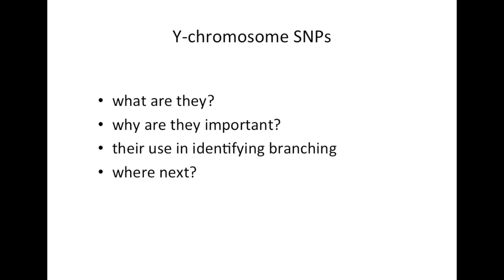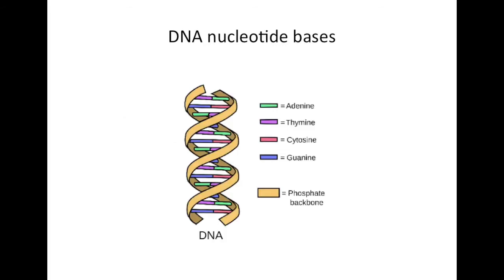So first of all, to explain what they actually are, this might be quite familiar to many of you already, but just run over this. We need to take a quick look at the science behind SNPs, or to give them their full name, single nucleotide polymorphisms. So here is an image of part of the Y chromosome, showing the four nucleotide bases, adenine, thymine, cytosine, and guanine.